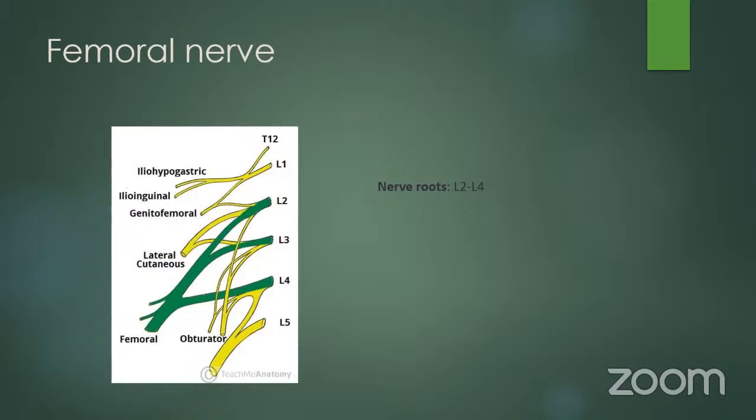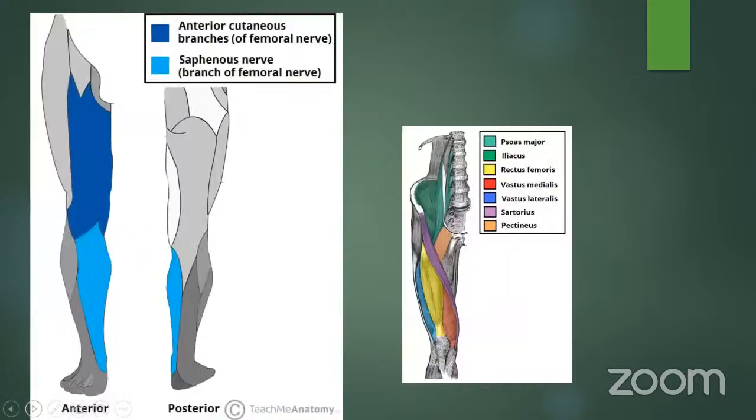Then the posterior division gives the muscular branches to the quadriceps femoris, and the cutaneous branch is the saphenous nerve, which is the longest branch, which supplies the medial part of the thigh, the medial part of the knee, and the medial part of the leg till the medial malleolus. Okay. So can you explain the structural relationships of the femoral triangle? Yeah, the structures in the femoral triangle lie from medial to lateral: femoral vein, femoral artery, and the femoral nerve.